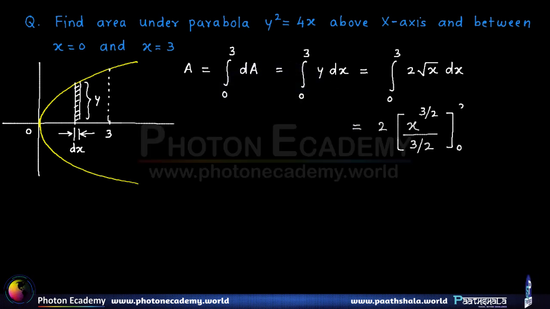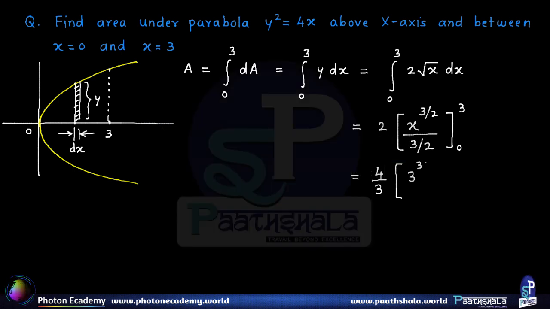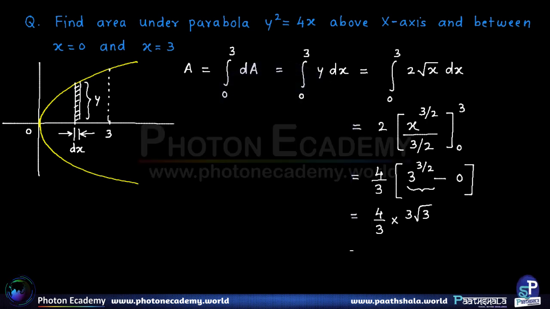from 0 to 3, which equals, bringing 3 by 2 above, we have 4 by 3, and now in x raised to 3 by 2 we have to substitute the upper limit, that gives us 3 raised to 3 by 2 minus 0 raised to 3 by 2, which is nothing but 0. So that gives us 4 by 3 into 3 raised to 3 by 2, which is 3 root 3. Cancelling 3, we finally get the answer as 4 root 3, which is the required area.